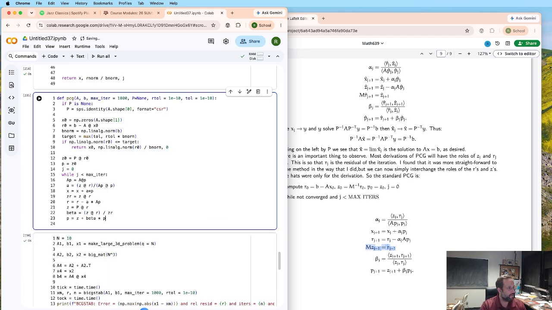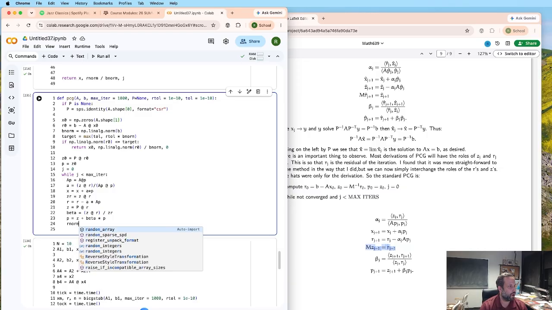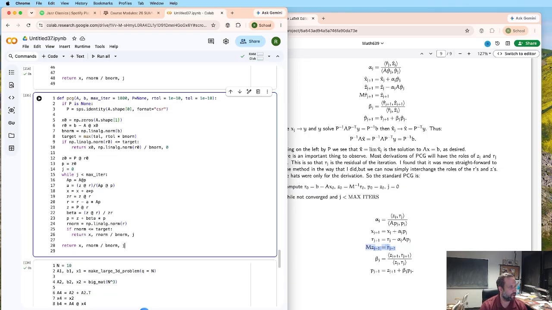Okay. Now R here, R is the residual. R is the exact residual, so we don't have to do any adjusting of the residual here. So R norm is going to be equal to np dot linalg dot norm. If R norm is less than target, we're going to do this.